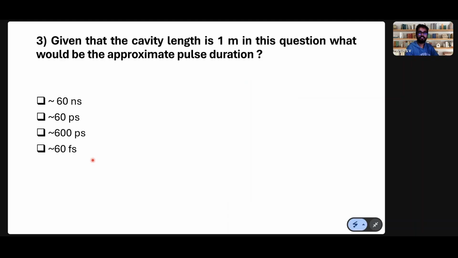So given that the cavity length is 1 meter in this question, what would be the approximate pulse duration? So we know from week 7's formula that the mode spacing delta mu is given by c by 2l. So if you want to find the pulse duration, you just have to flip the parameters over. So the pulse duration tau p will be 2l by c. So you multiply 2 into l, which is 1 meter in this question, and divide by the speed of light. So you will get the answer as approximately 60 nanoseconds.